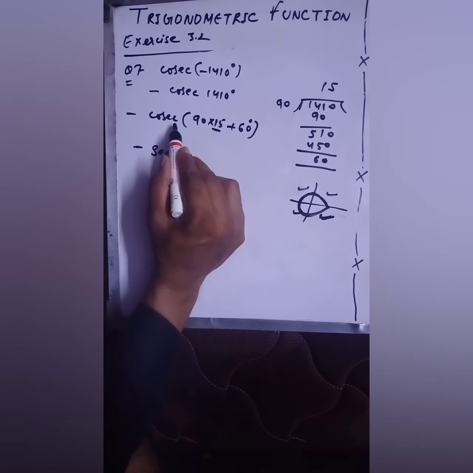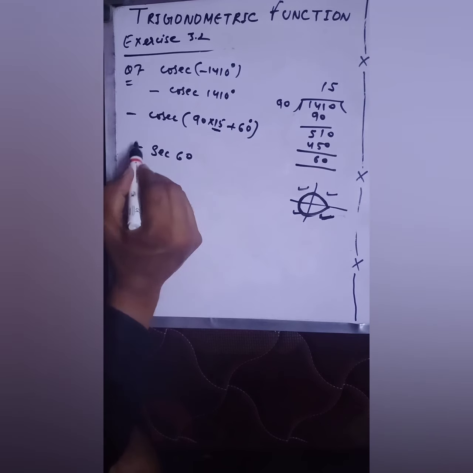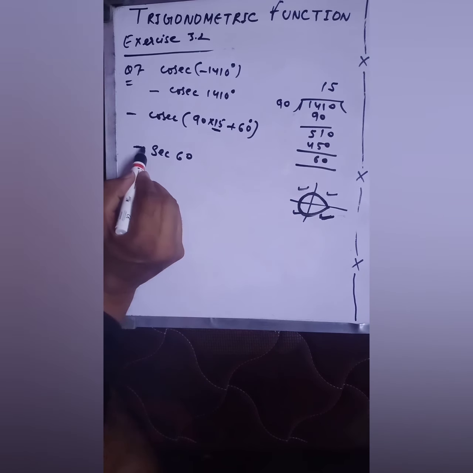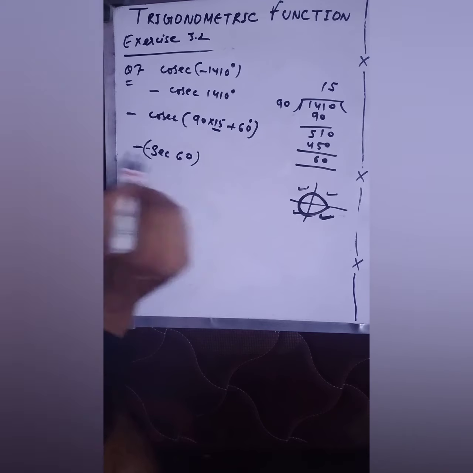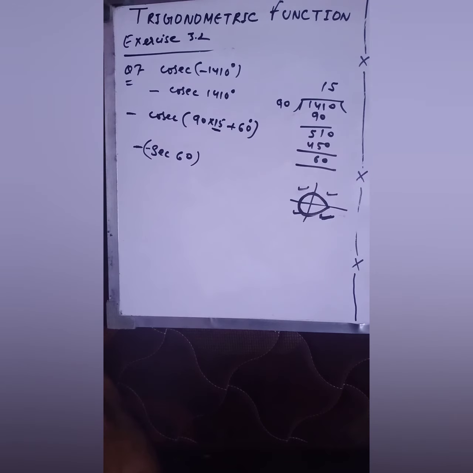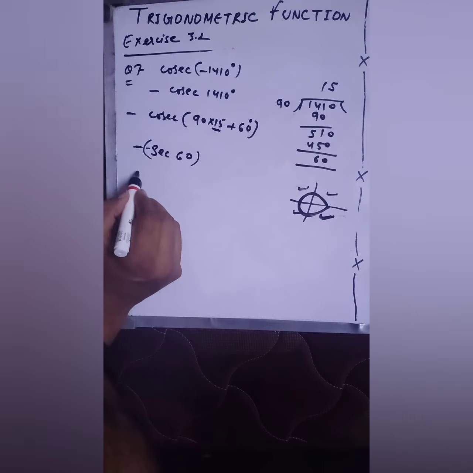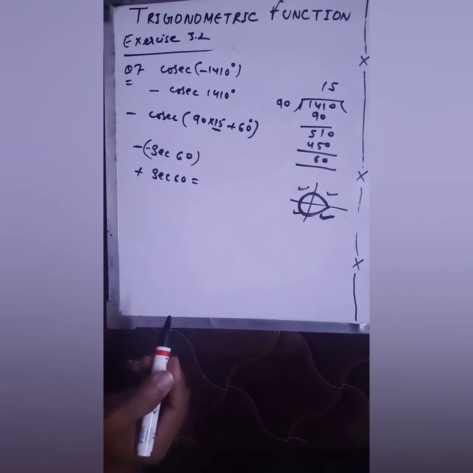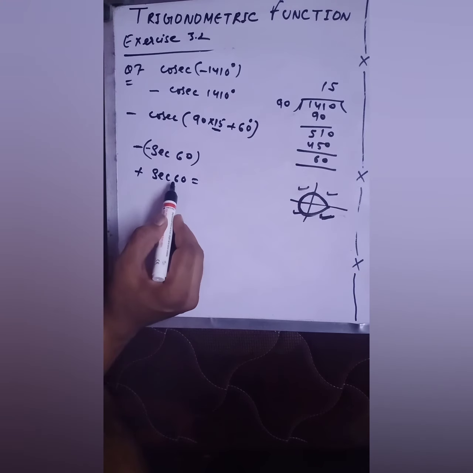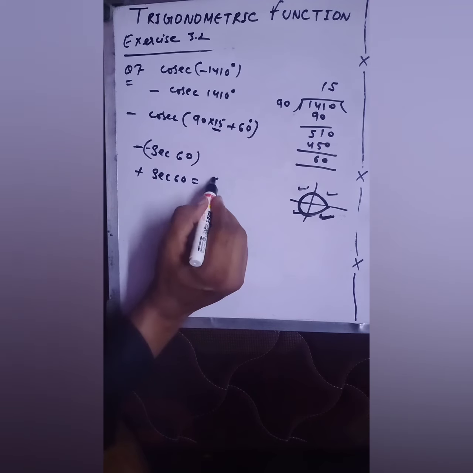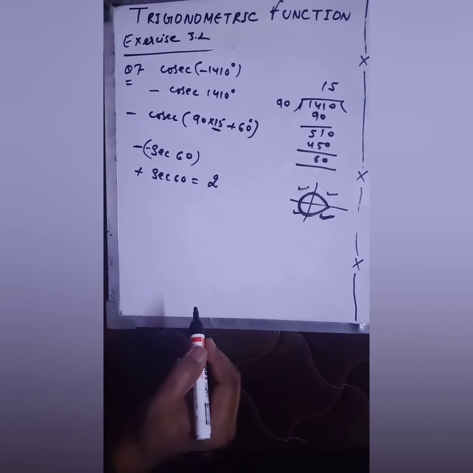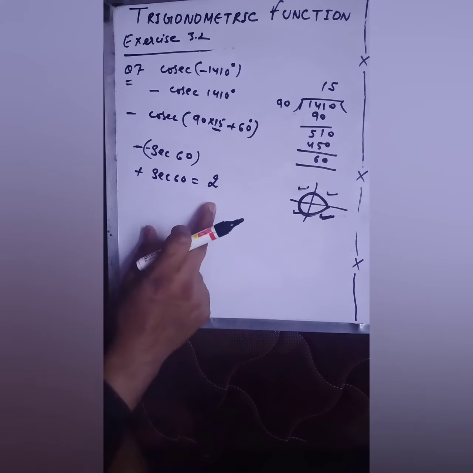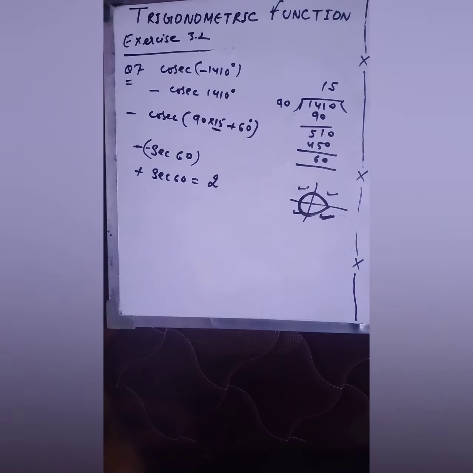In the fourth quadrant your cosec will remain negative, so this negative we are copying. Here one negative will come with this, so negative and negative will give you positive. So it is sec 60. Now you can find the value of sec 60, which will be 2. Fine, so this is the required answer.